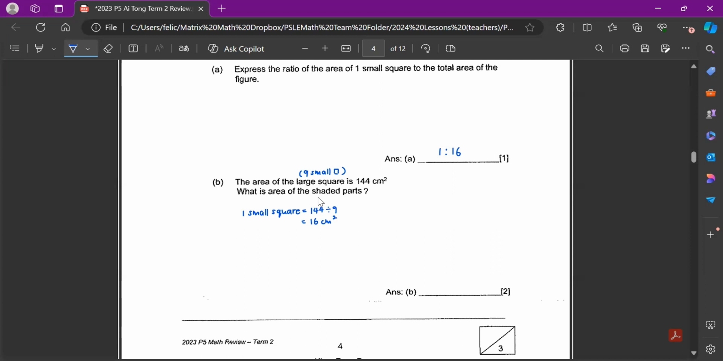Actually, finding one side also can, but it will be a longer way towards getting your final area of the shaded part. Since I already have the area ratio here, I also got the area given here, and I also need the area of the shaded part. Just do everything in terms of area. It will be so much easier also. Fewer steps to work with.